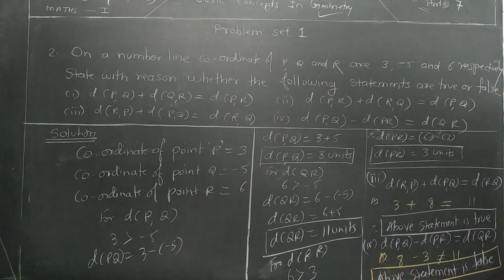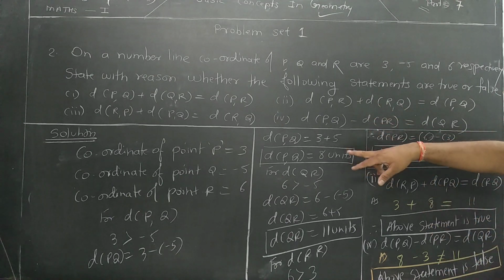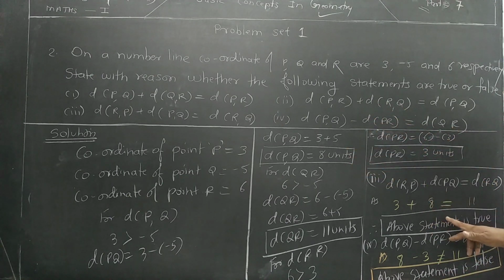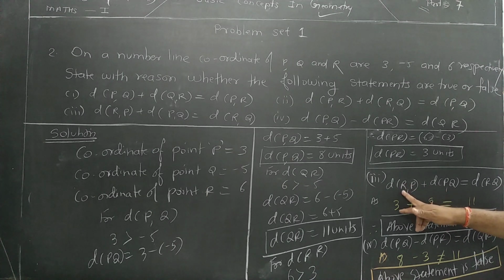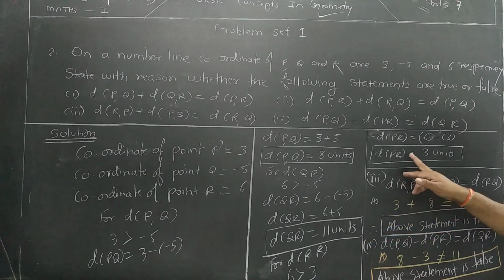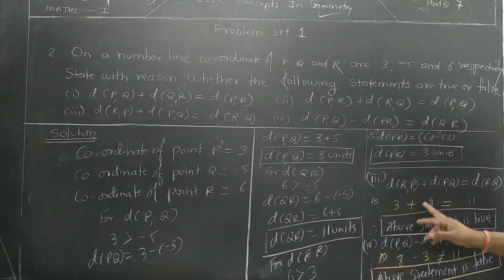See once again, this way we are going to write this answer. They have asked you whether this is true or false. So what are you going to write? We have to find out the values of distance, and put them in this box. We come to know that PR is 3, PQ is 8, and RQ is 11.